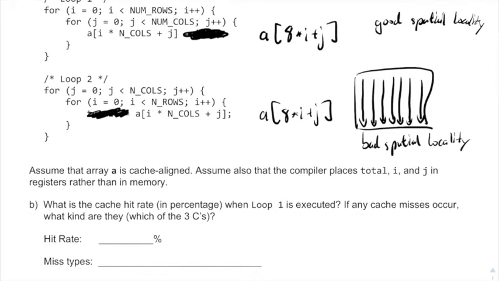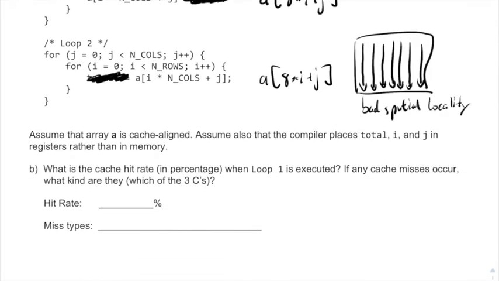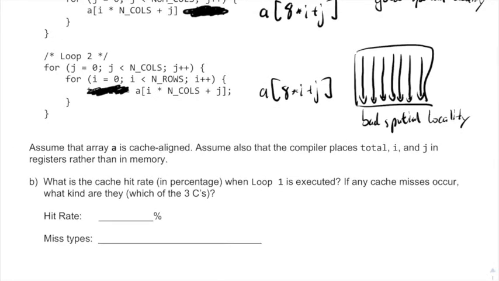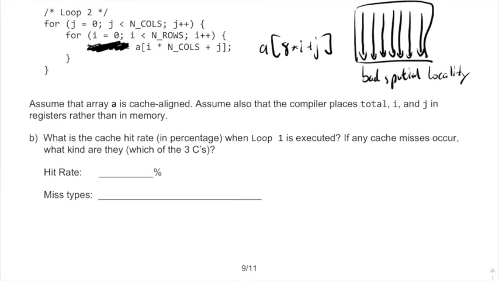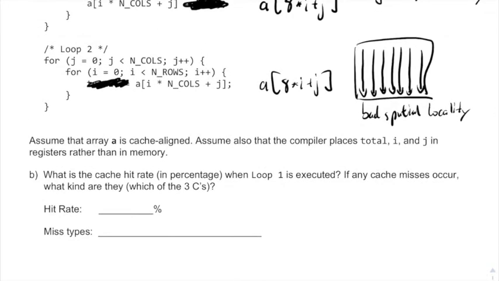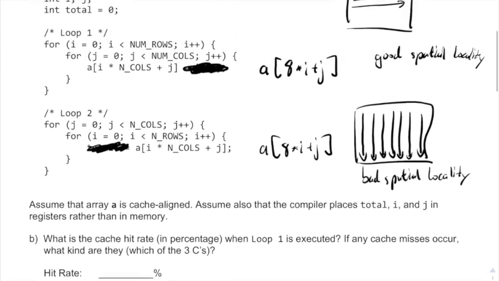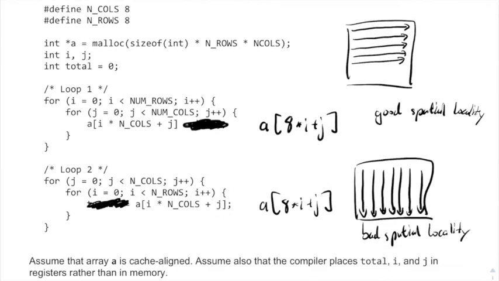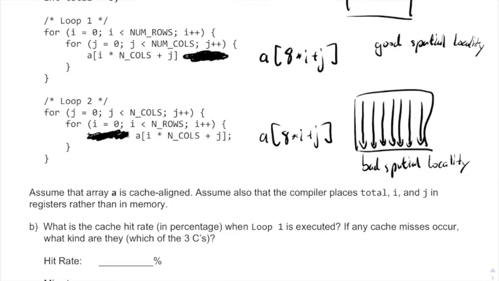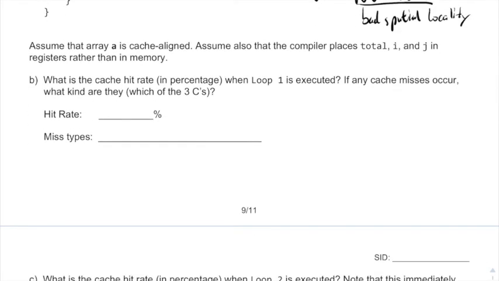Okay, so assume that array is cache aligned. That's almost always going to be the case for these problems. Assume also that the compiler places total, I and j in registers, not in memory. Now we are asked to calculate the cache hit rate. Looking at loop 1, the good spatial locality is going to be really important. Because there's good spatial locality, when we bring in a block, we're probably going to be using the next item in the block in the next iteration of the for loop.